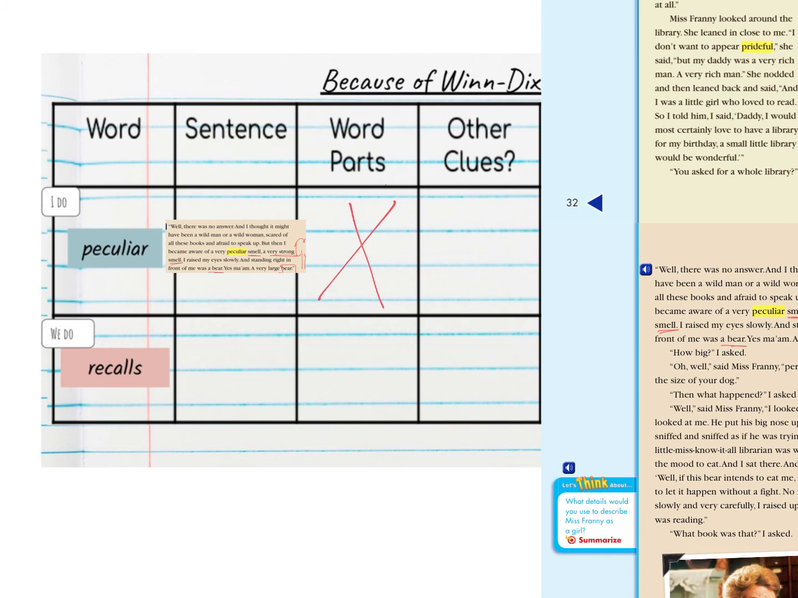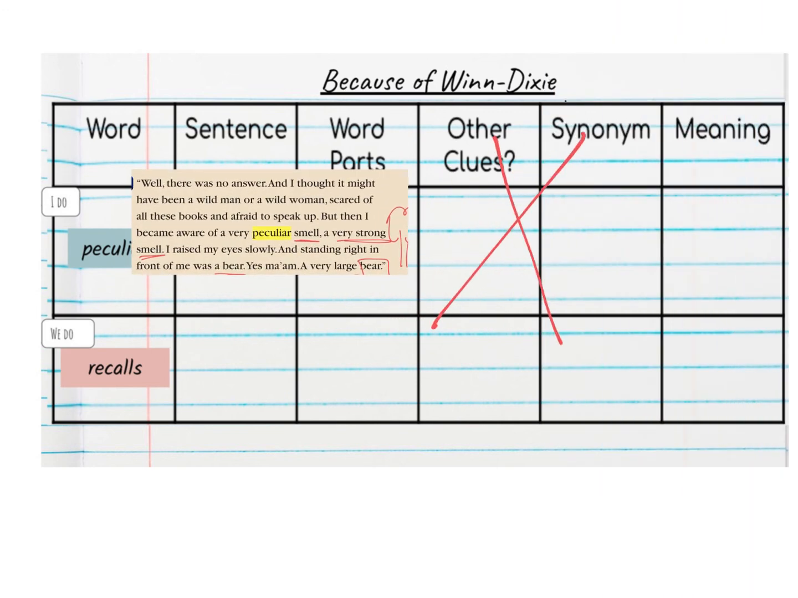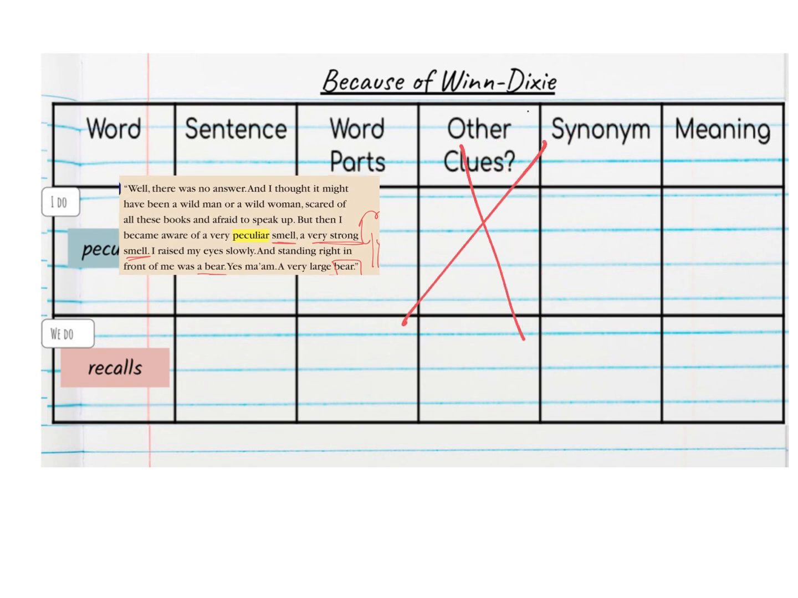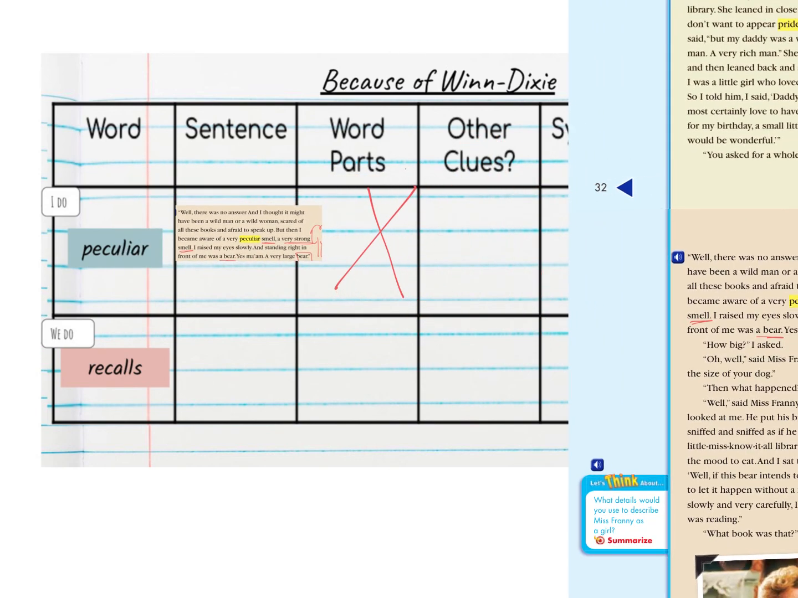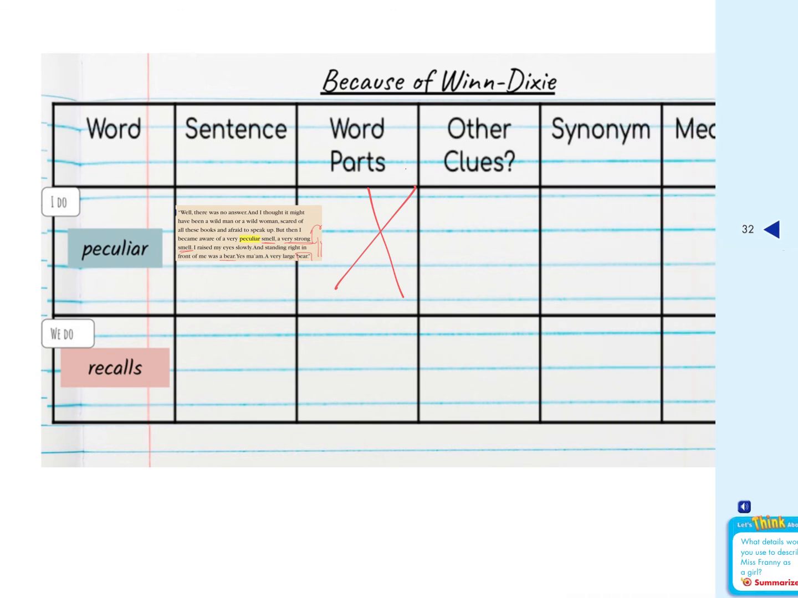And now I'm thinking about what other clues helped me. Well, based on what we have, we underlined smell was the most helpful, and bear. So I'm going to add that to my graphic organizer. And now I'm thinking about another word that might mean the same, and I can plug this word in instead of the word peculiar. So a strange or different smell. So I'm going to add that to my graphic organizer.